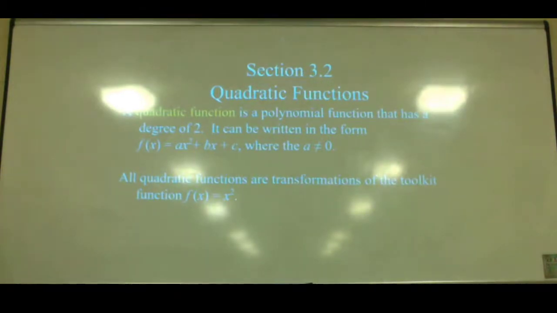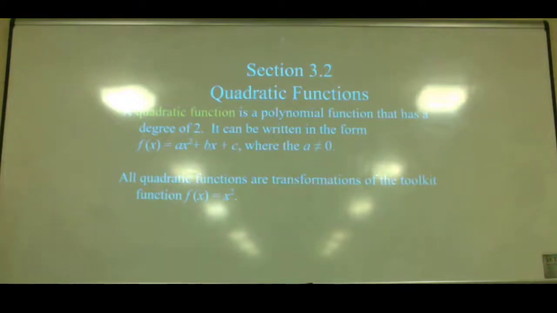So we're moving on to section 3.2, which is talking about quadratic functions. And quadratic functions, we've already kind of dabbled with them a little bit, in that we were doing factoring of quadratics last week, right? And quadratics are things that have a degree of 2. Their highest power is a 2. So a quadratic function is a polynomial function that has a degree of 2.